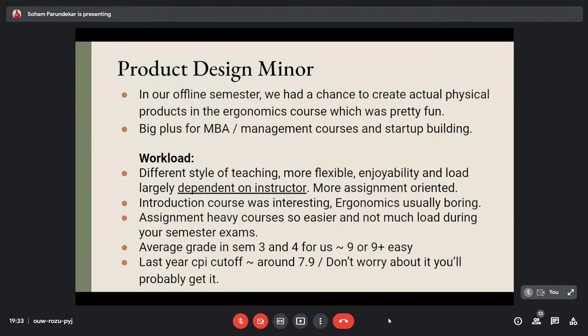And it's a pretty chill minor. Don't have to worry about anything. And last year's CPI cutoff was around 7.9. Or like, you don't have to worry about the CPI cutoff in this minor. If you're genuinely interested, you'll get it, as not many people go for this minor. So that's all.